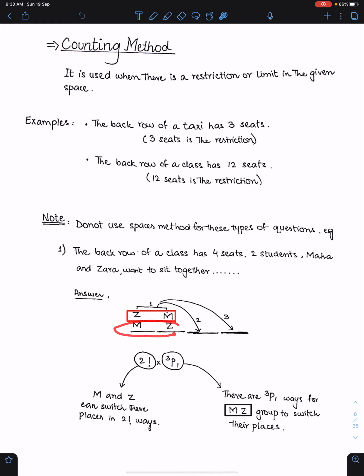So you need to write 2 factorial for their arrangement, and then you need to count the number of possibilities for them to sit together. This is the first possibility, second possibility, third possibility. So you need to write 3P1 here. And remember, there were 4 seats and we wrote 3 here, so this is always one less than this number. If we had 5 seats, then this would be the 4th possibility, so it should be 4P1. If there were 6 seats, then you need to write 5P1 here. This number is always one less than the given space.